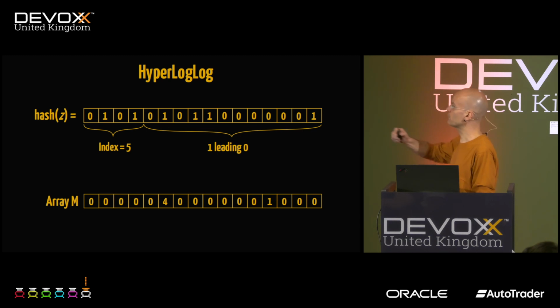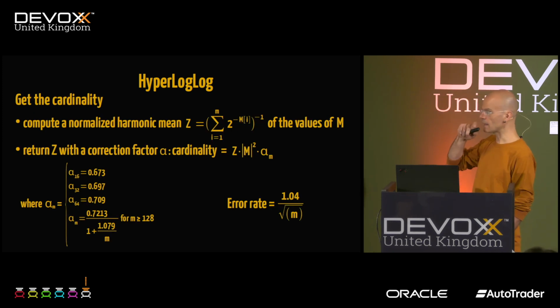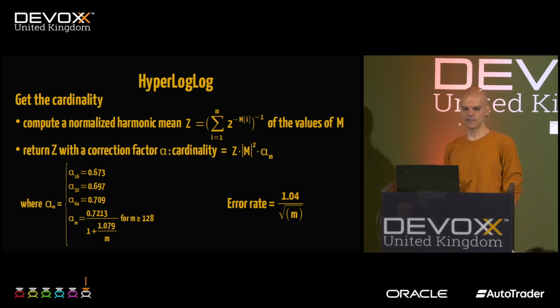Oh, here is an example, of course, because as before, if the number, in this case 1 leading 0, is lesser than the number that we had before, in this case it's 4 at index 5, then we are not going to update it. But how are we going to compute the cardinality then?